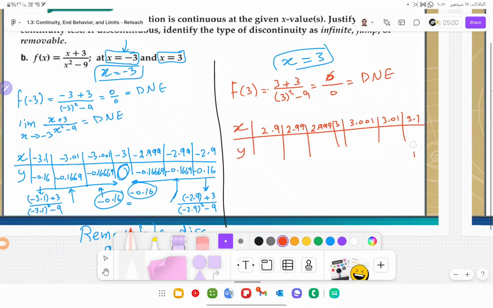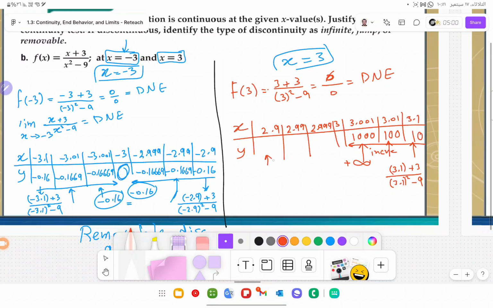Now let's replace the values in the equation. So let's replace the first one, 3.1 plus 3 over 3.1 squared minus 9. So the answer will be 10. Now in 3.01, if we replace 3.01, we will get the answer 100. And if we replace 3.001, we will get 1000. So as you can see, the number is increasing forever. So that means positive infinity.